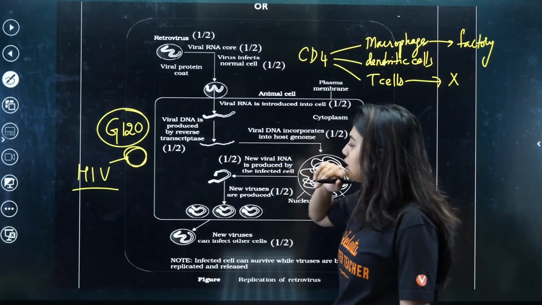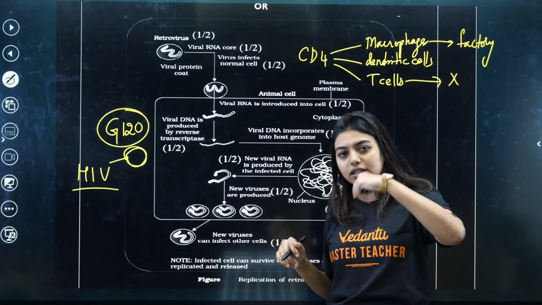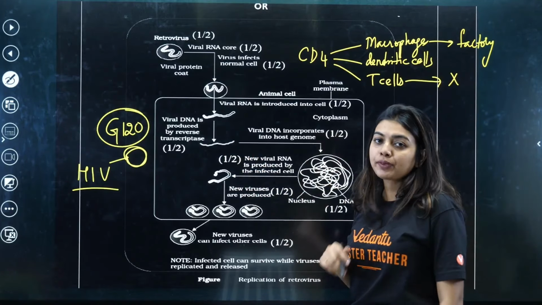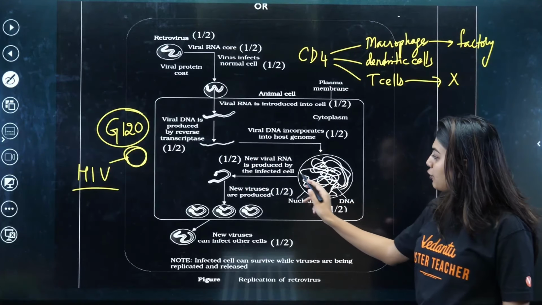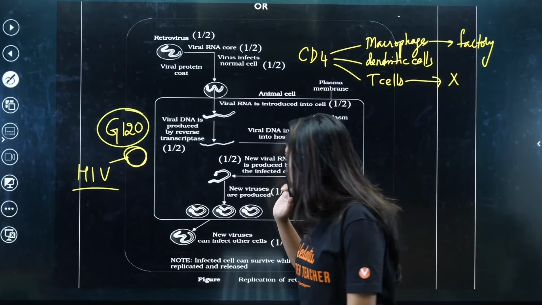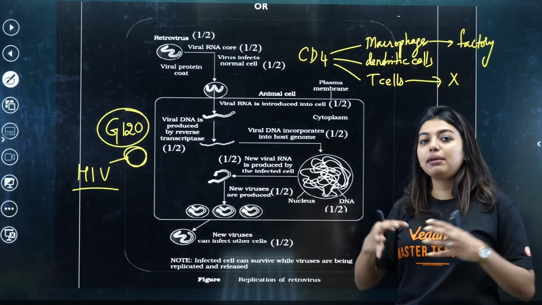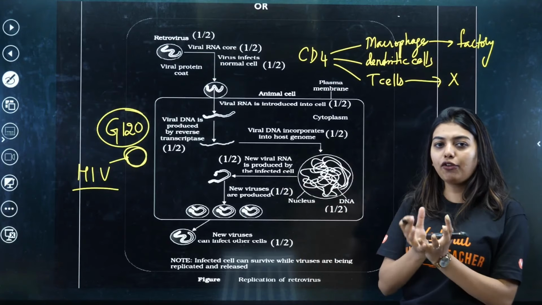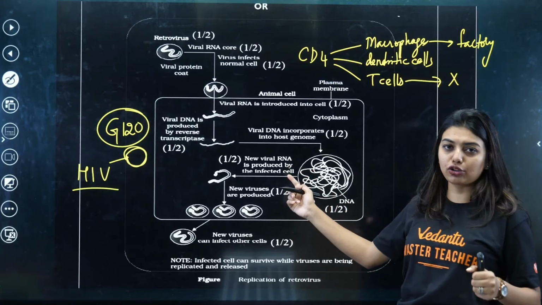Once they enter, what will they do, students? They'll release the genetic material, the RNA, into the cell. That RNA will go and manipulate our nucleus and ask our nucleus to form their proteins. So the manipulation is happening and they will form their proteins, multiply and make more. That is why macrophages are called the factory of HIV. All the production happens in the macrophages.